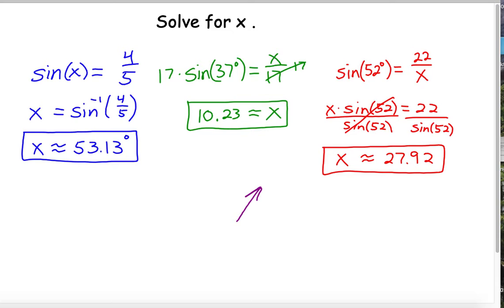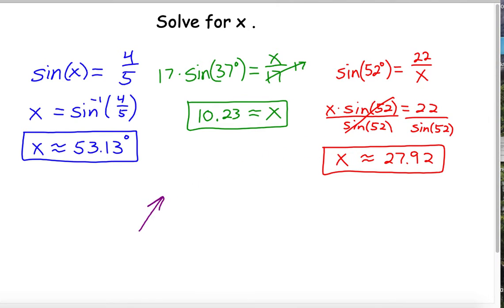Okay. What you might notice, and after doing enough of these, you'll say, oh, it's just a shortcut. When you look at this original equation, what did we wind up doing? We wound up moving the x over here and putting the sine of 52 under here. So we just basically switched these positions. And we got 22 divided by sine of 52.